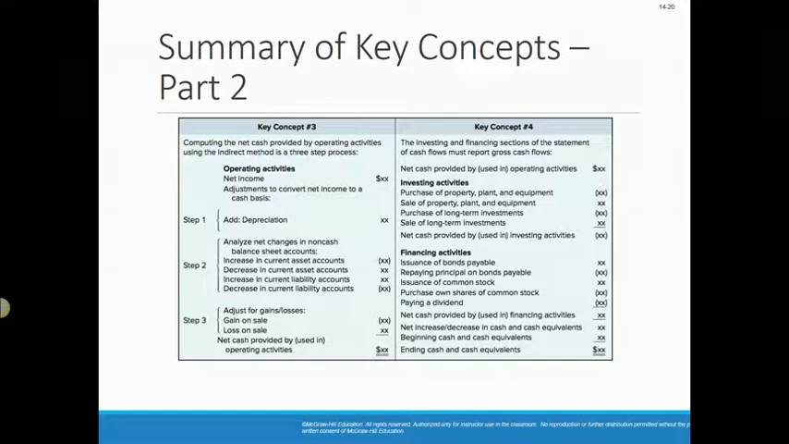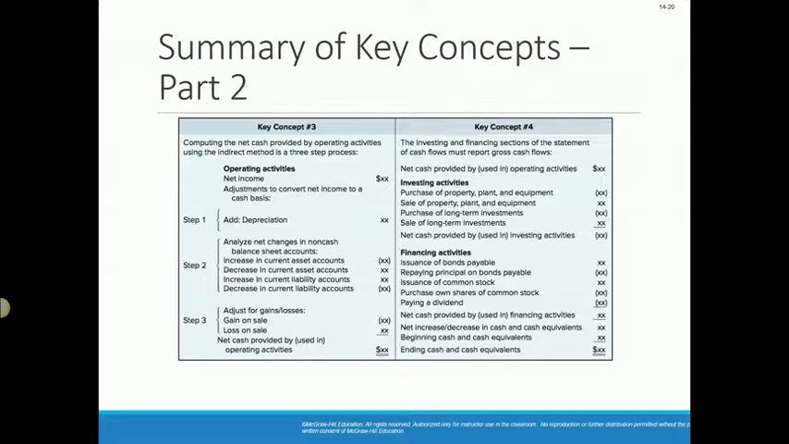We repay principal on bond payable. 20 years later, we write the check. Issue common stock. We get some money for that. We treasury stock. We buy our own shares back. Cash flow out. We pay a dividend. Obviously, we're writing a check. Now we have cash provided and used by financing activities. And finally, we have increase, decrease cash and cash equivalents, beginning cash and cash equivalents, ending cash and cash equivalents. That's our cash flow statement.